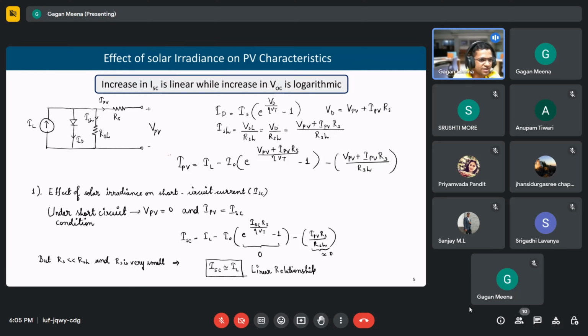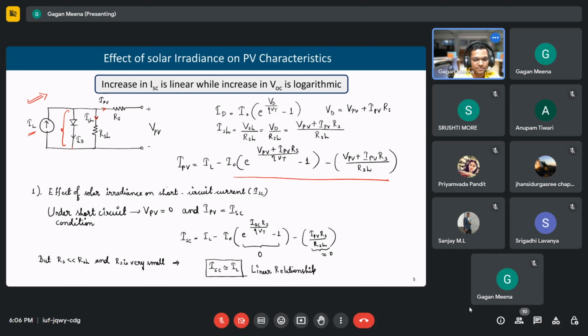We have seen that this is the mathematical model or equivalent circuit for a solar PV cell. This is the photogenerated current, and some part of it goes through this diode and the rest goes through this shunt, and finally we get IPV. So IPV is IL minus ID minus ISH, and the voltage across this is VPV plus IPV into RS. The same is written here.